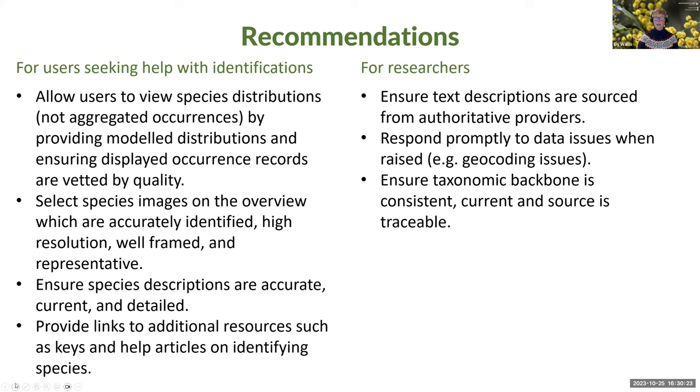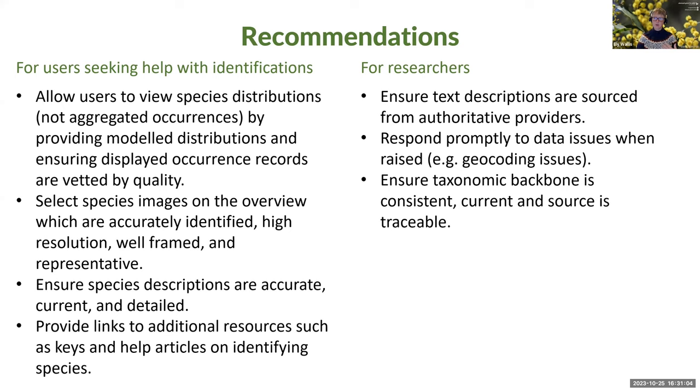So the images, we used to have very often quite poor images showing up on the species images. So, you know, the little black dot in the tree that claims to be a particular bird, for example. So we need images that are accurately identified, high resolution, well framed and representative. Species descriptions, we need them to be accurate, current and detailed. And the keys. For researchers, what we need to ensure is that the text descriptions where we're providing them are sourced from authoritative providers, because that's important to the researchers. We need to be able to address these data quality issues promptly.